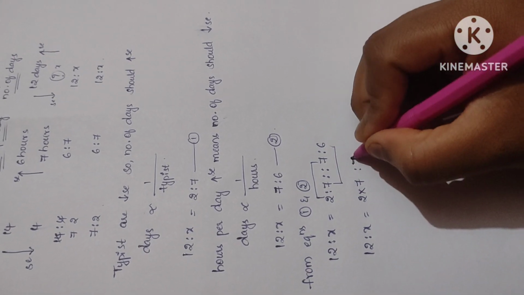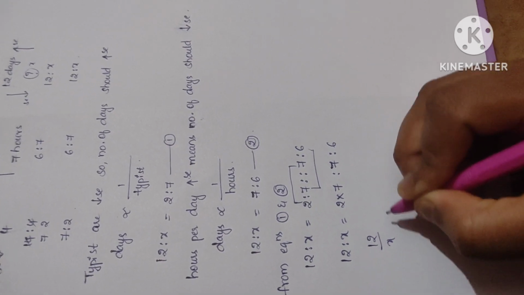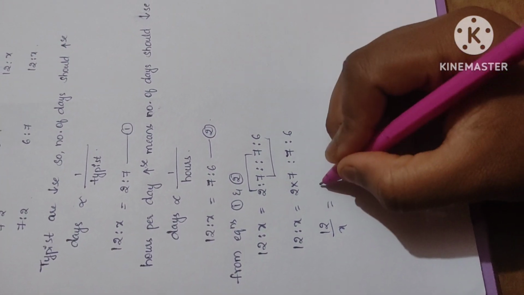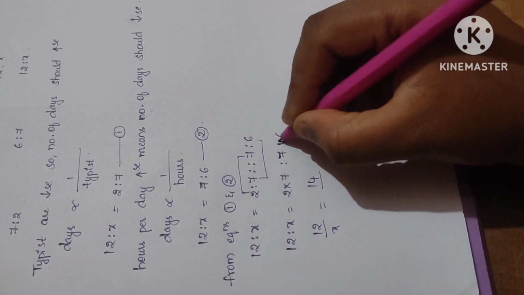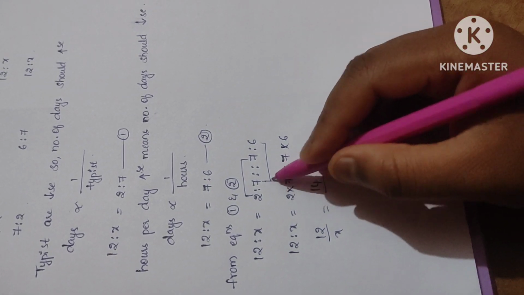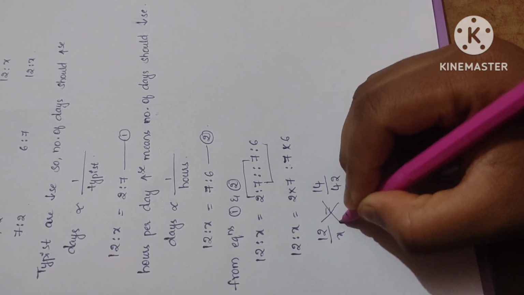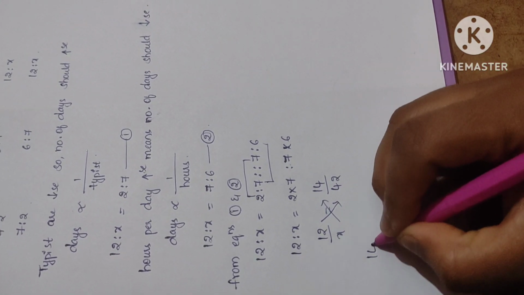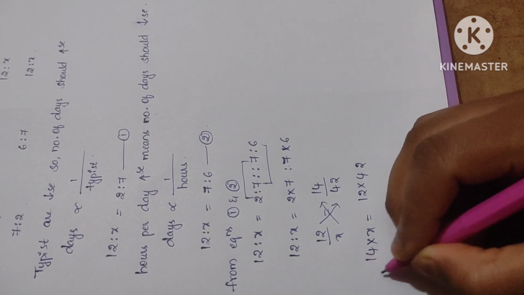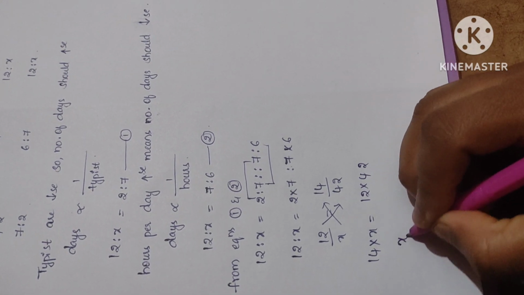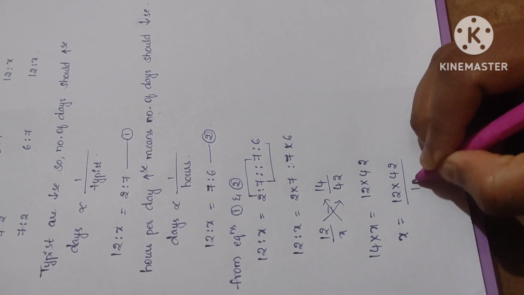The ratio of the product of antecedents and the product of consequents. 12:x equals the product of antecedents, 2 into 7, is to the product of consequents, 7 into 6. Now let's write 12:x as 12 by x equal to 2 sevens are 14, divided by 7 sixes are 42. Let's do the cross multiplication: 14 into x equals 12 into 42. The 14 will come to the right side and become divided by 14. So x equals 12 into 42 by 14.